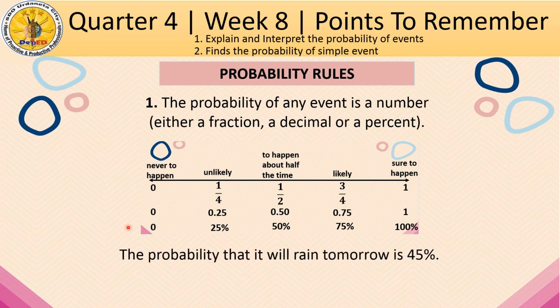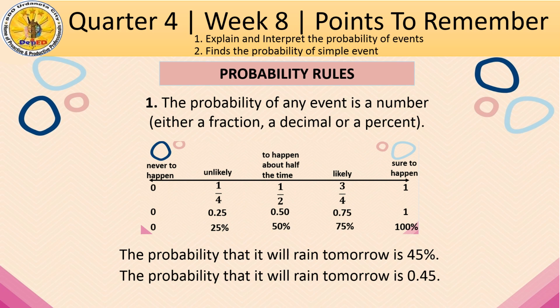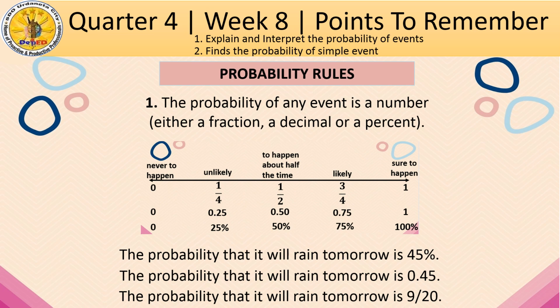So here's an example. The probability that it will rain tomorrow is 45%. We can also say that the probability that it will rain tomorrow is 0.45, or the probability that it will rain tomorrow is 9/20.